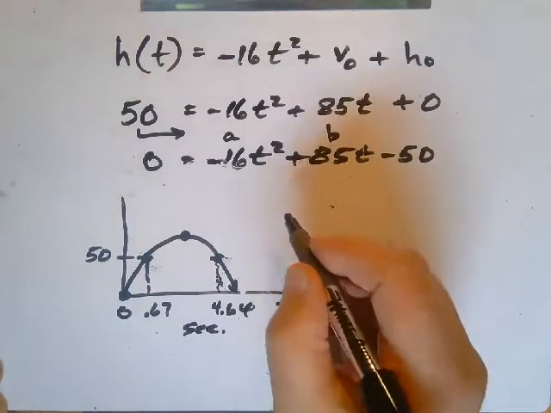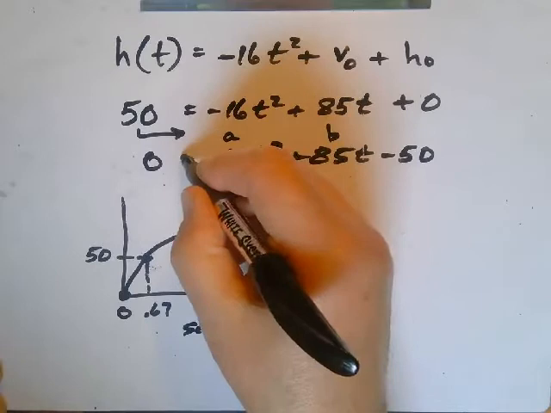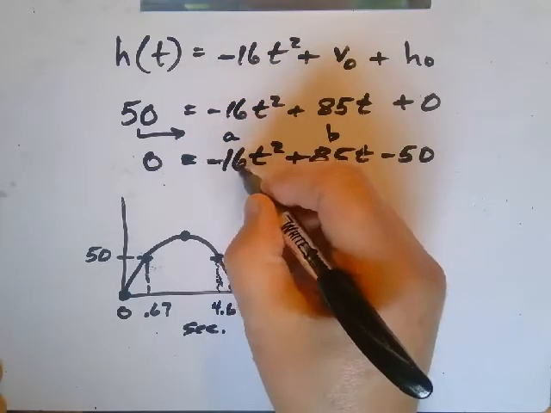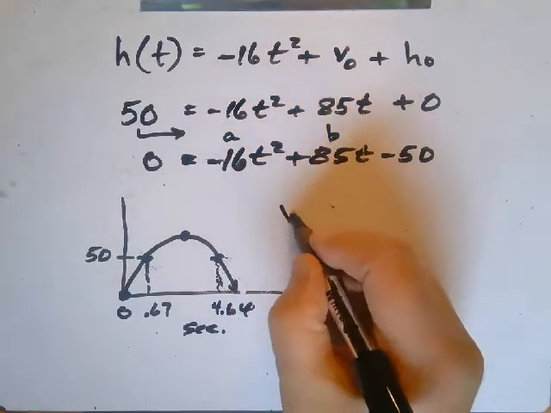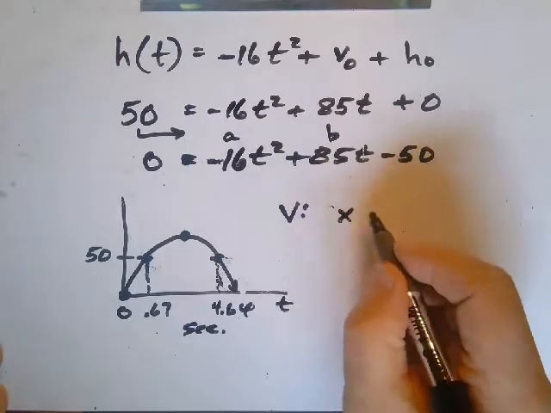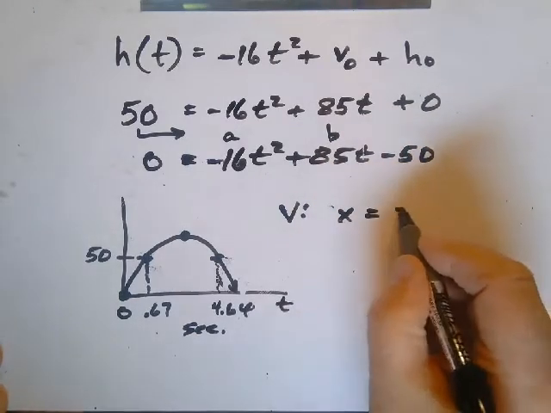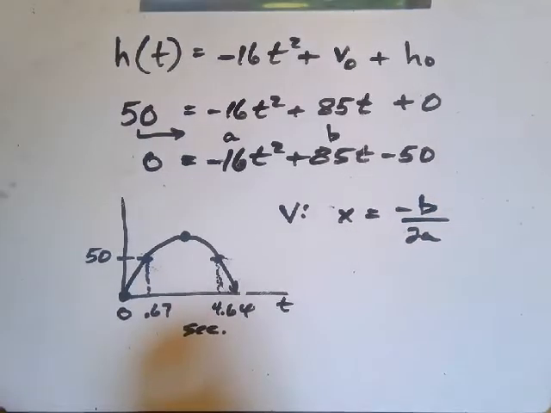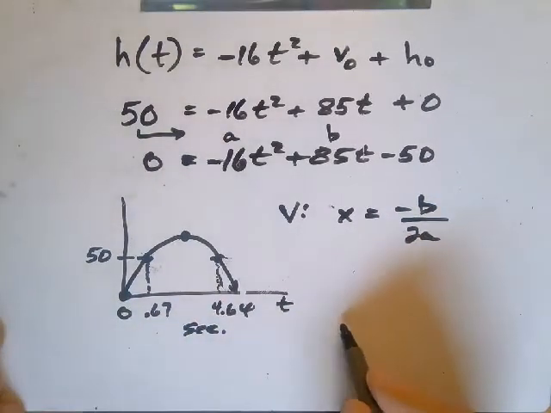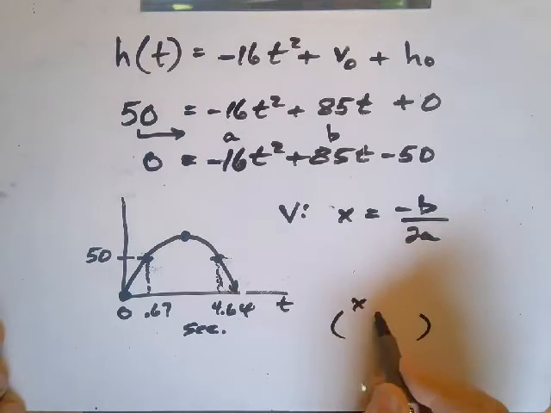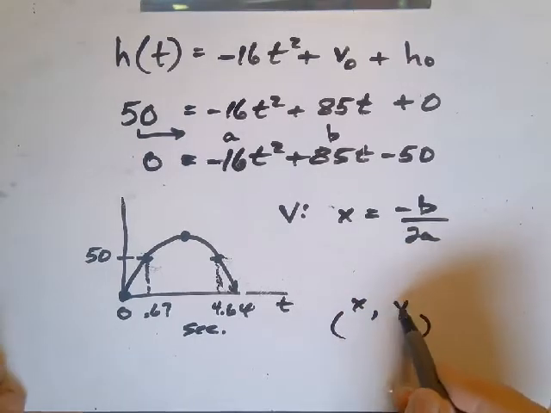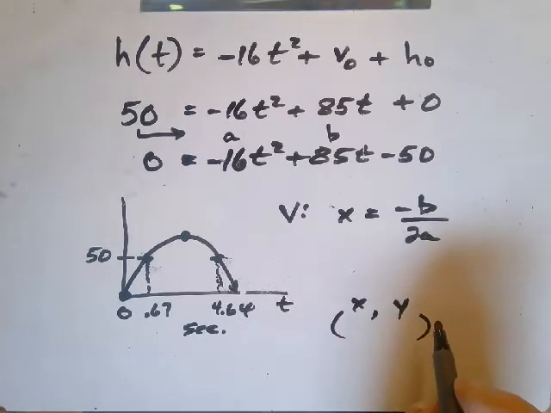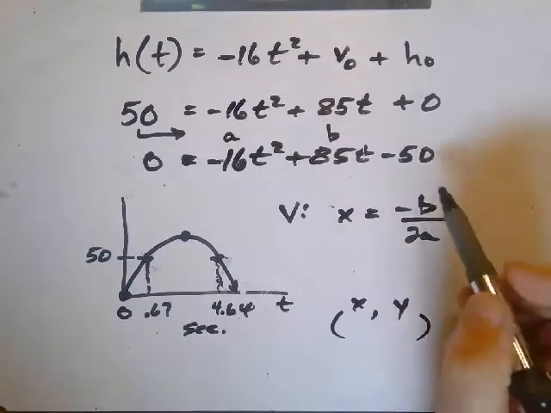It's the maximum. Well, how do you find the vertex? Well, we're going to go back to the first section in this chapter, which says that the vertex is found by going x equals negative b over 2a. That will give me the x coordinate. So I'm looking for that x coordinate, and then I'm also going to need to find the y coordinate. Okay, so let's plug this in.